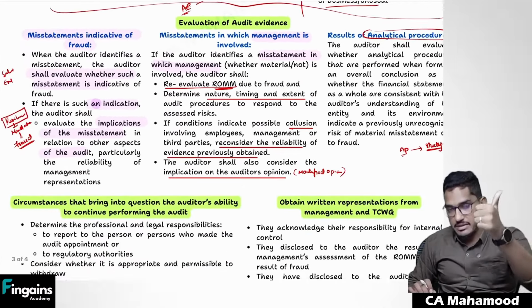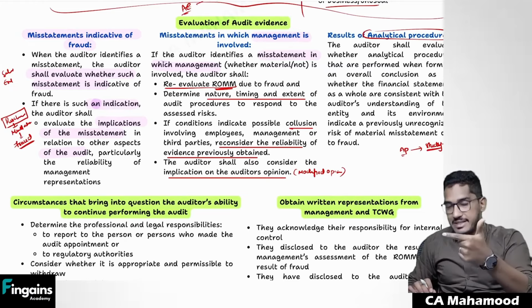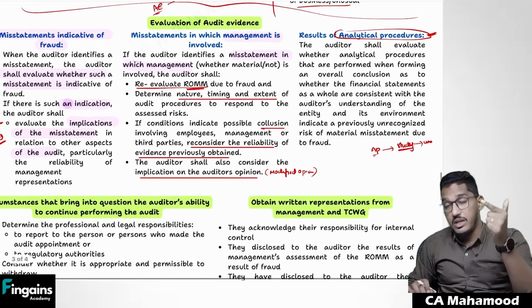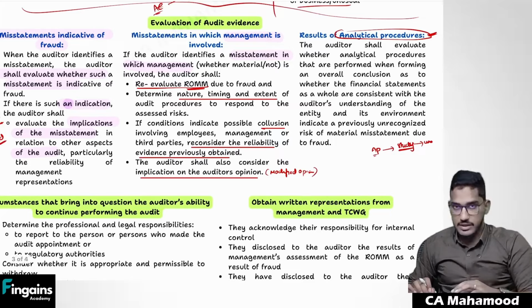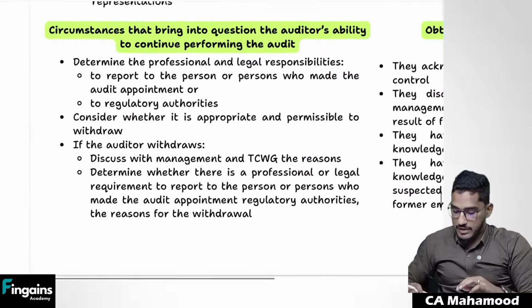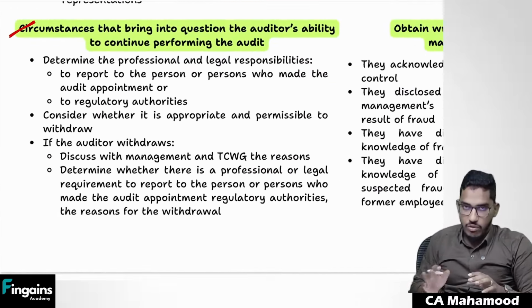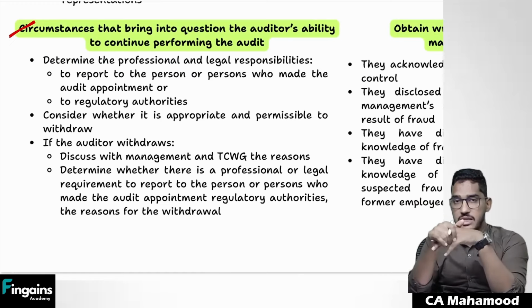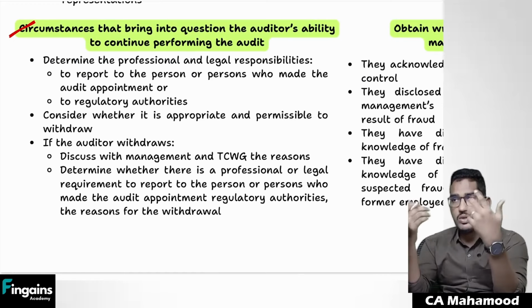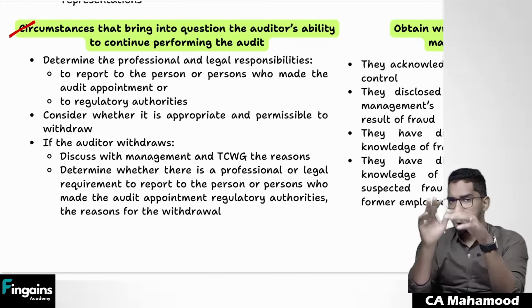What if the evidence indicates there is a misstatement because of fraud? What if the evidence indicates management is involved in the misstatement? What you are supposed to do regarding analytical procedures. And then finally, sometimes because of fraud, the auditor might come across some circumstances in which he is unable to continue the engagement. Sometimes you might come across this.